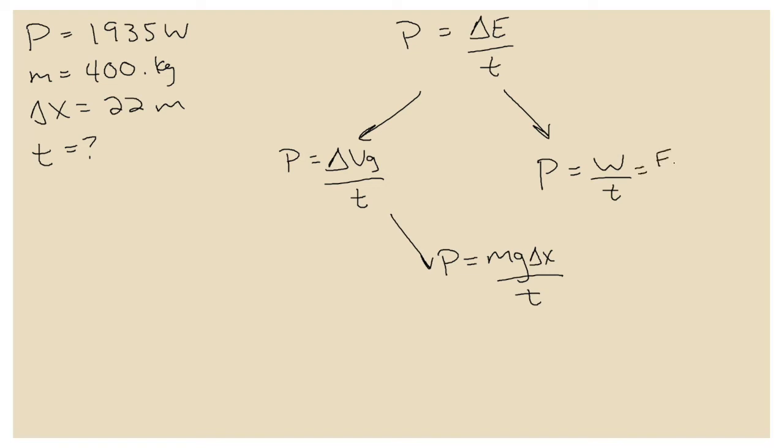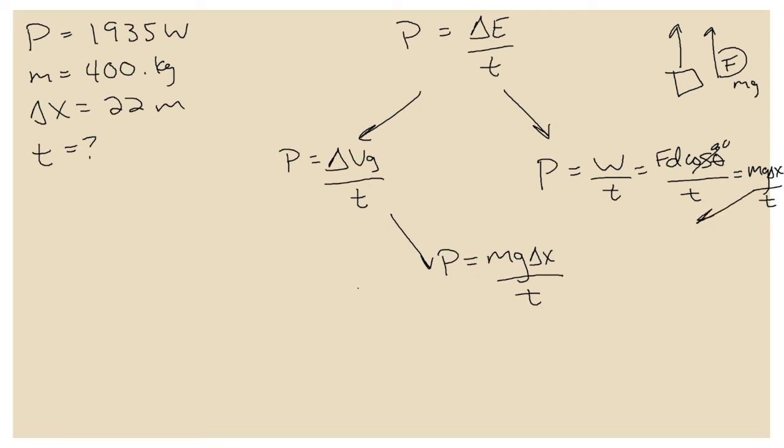You would first write F d cosine theta over time. Now, of course, because the piano is being lifted straight up and is being lifted by a force which also acts straight up, the angle here is going to be 0. And because the work that's being done here is opposing the force of gravity, at a minimum, this force has to be equal to the weight of the object. And so you would end up with mg, I wrote d here, but that should be delta x, and then that's over the time.